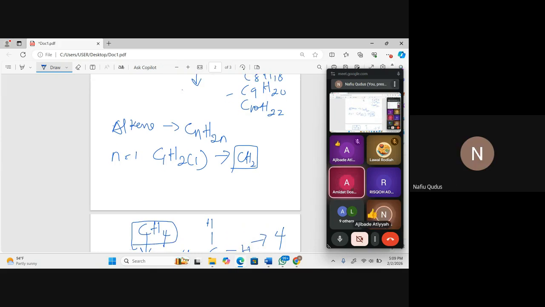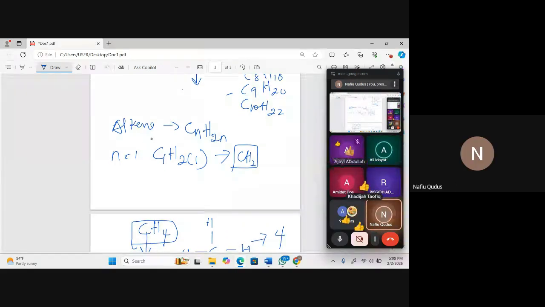Are we together? Now, let's go back to the alkene family, alkene itself. You know, we said alkene has the general formula of what? CnH2n. Are we together? Now, we said when n equals 1, it is what? C1H2 into bracket 1, which is 2 times 1 equals 2, right? And don't forget, from the law in chemistry, the bond that must surround the carbon must be how many? Must be 4. But now, here, we have CH2.